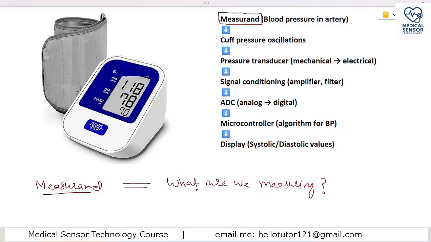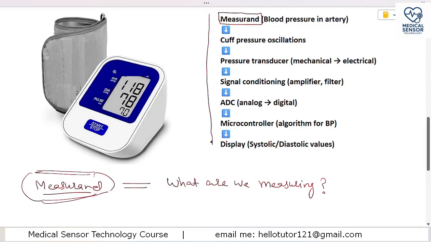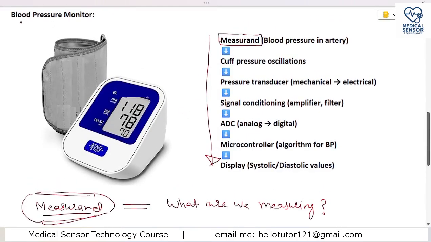In all these devices in medical sensor technology, the measurement changes, but the process before and after remains the same. The process is this from top to bottom, and it is common to all. So when we talk about this blood pressure monitor, we want to measure the blood pressure, so our measurement is blood pressure. Now let us move to the second step.